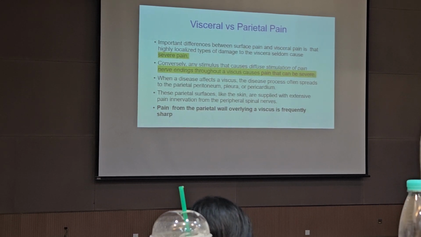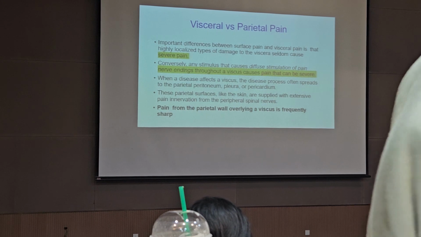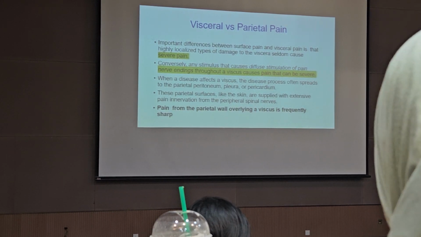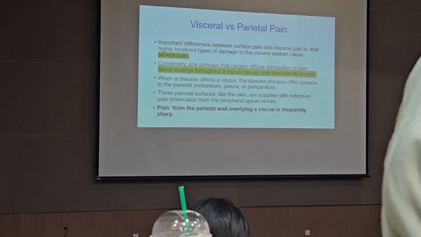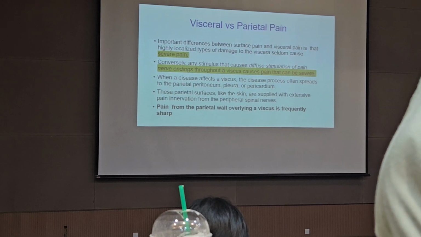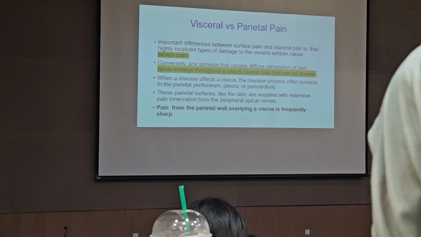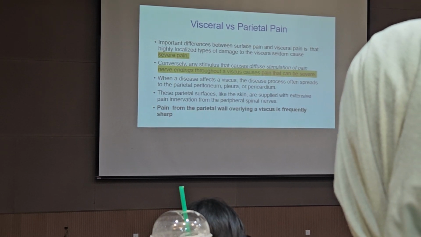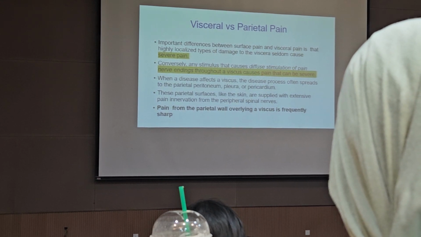So if let's say something happens at the gut, why do we feel pain? Because the infection spreads to the parietal peritoneum, or maybe in the lungs, the parietal pleura. Only then can we feel pain.